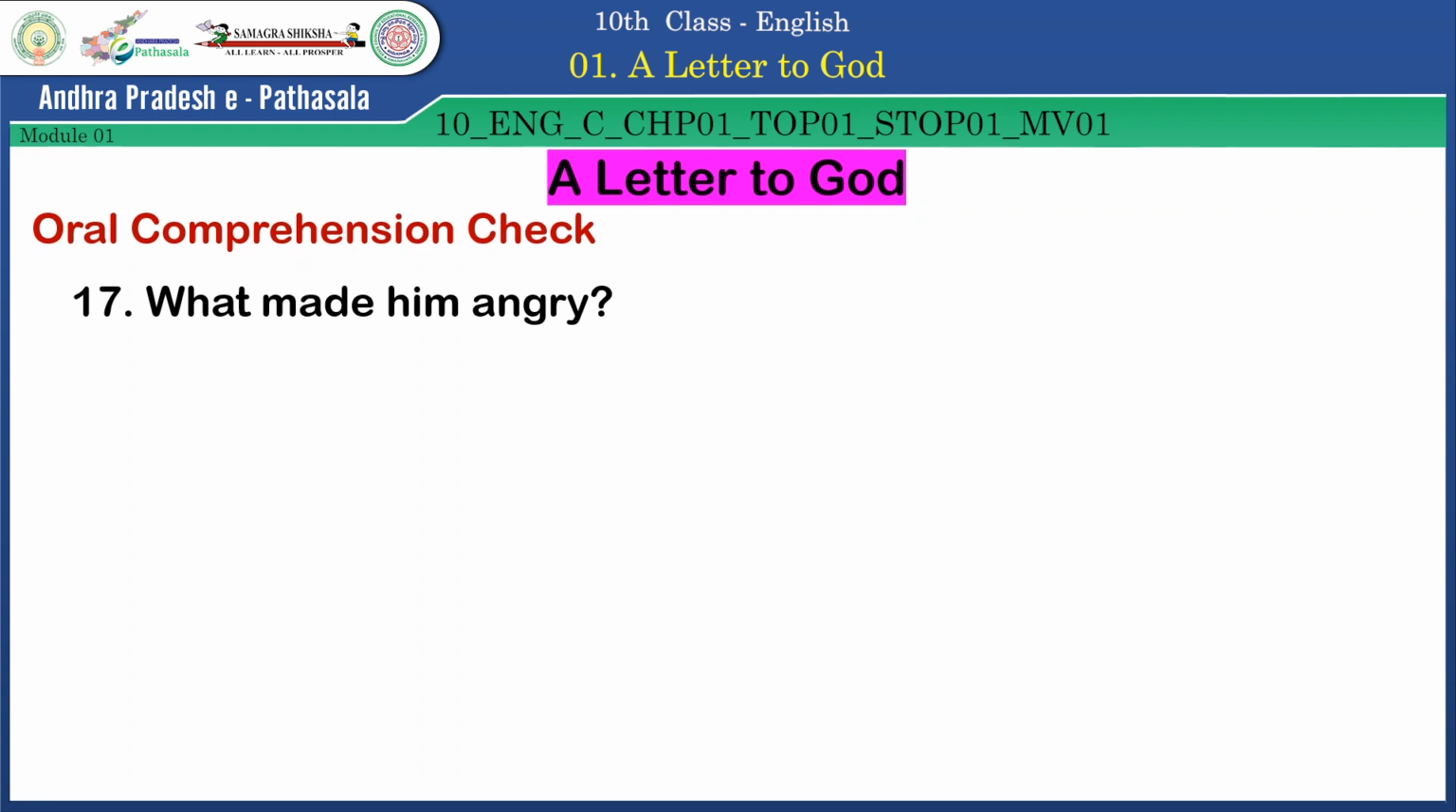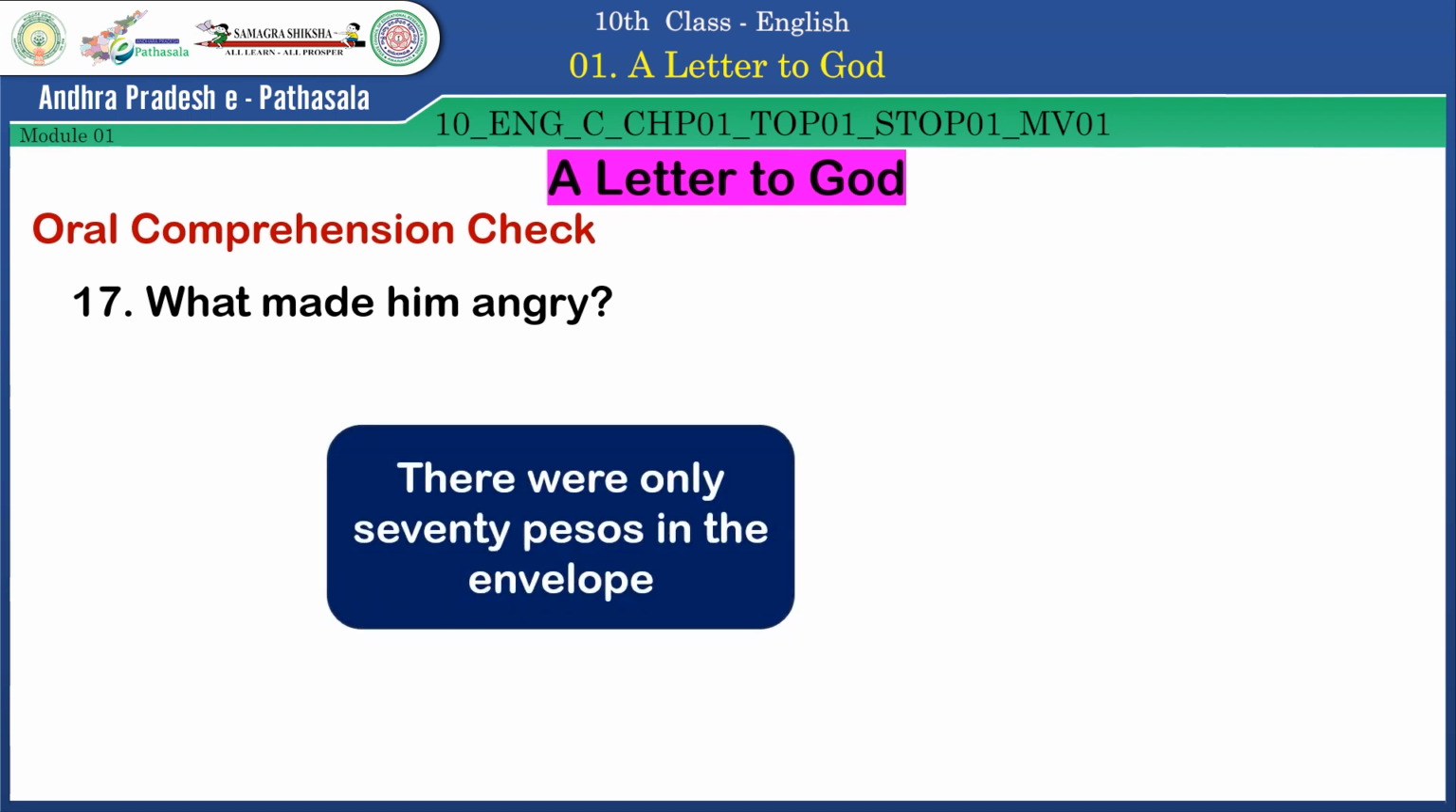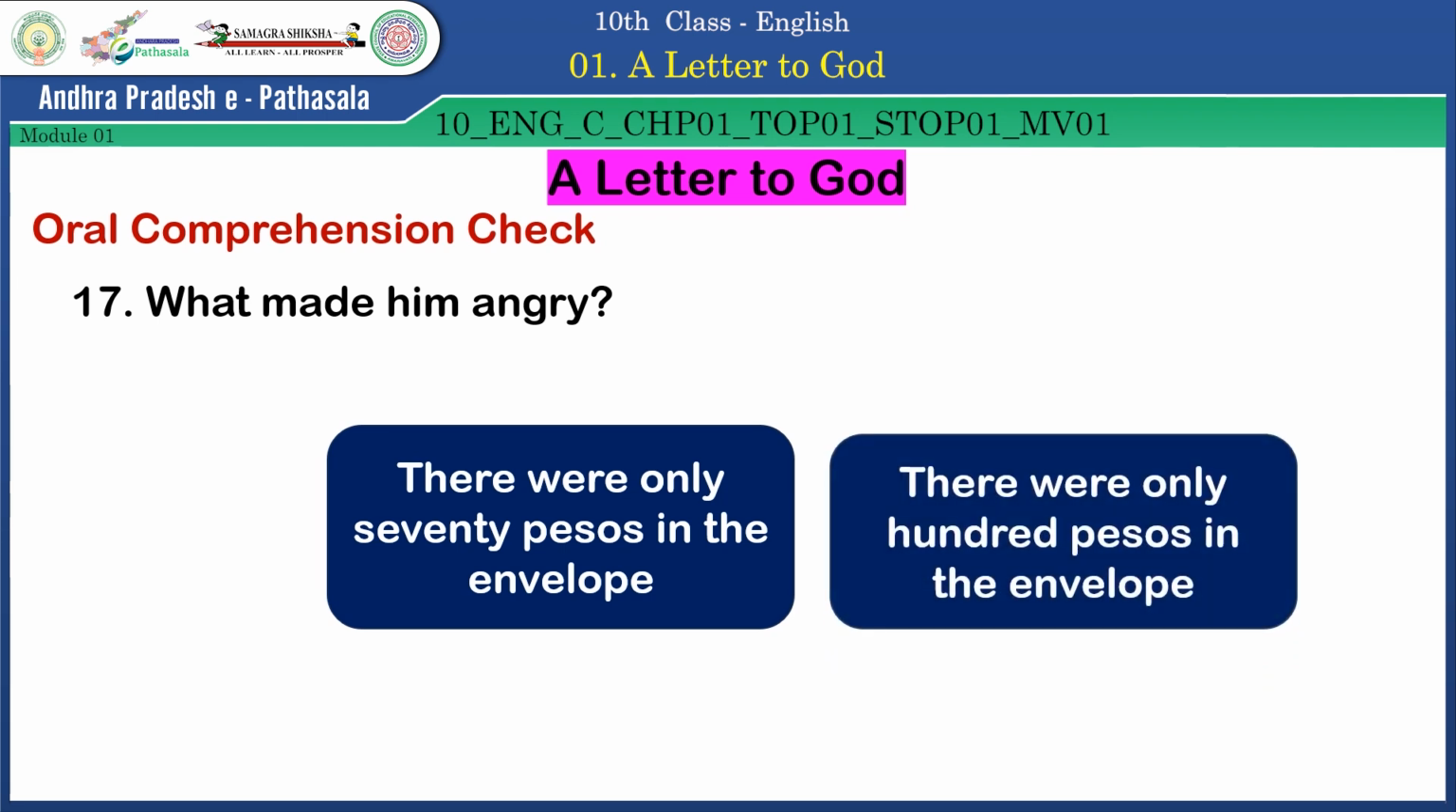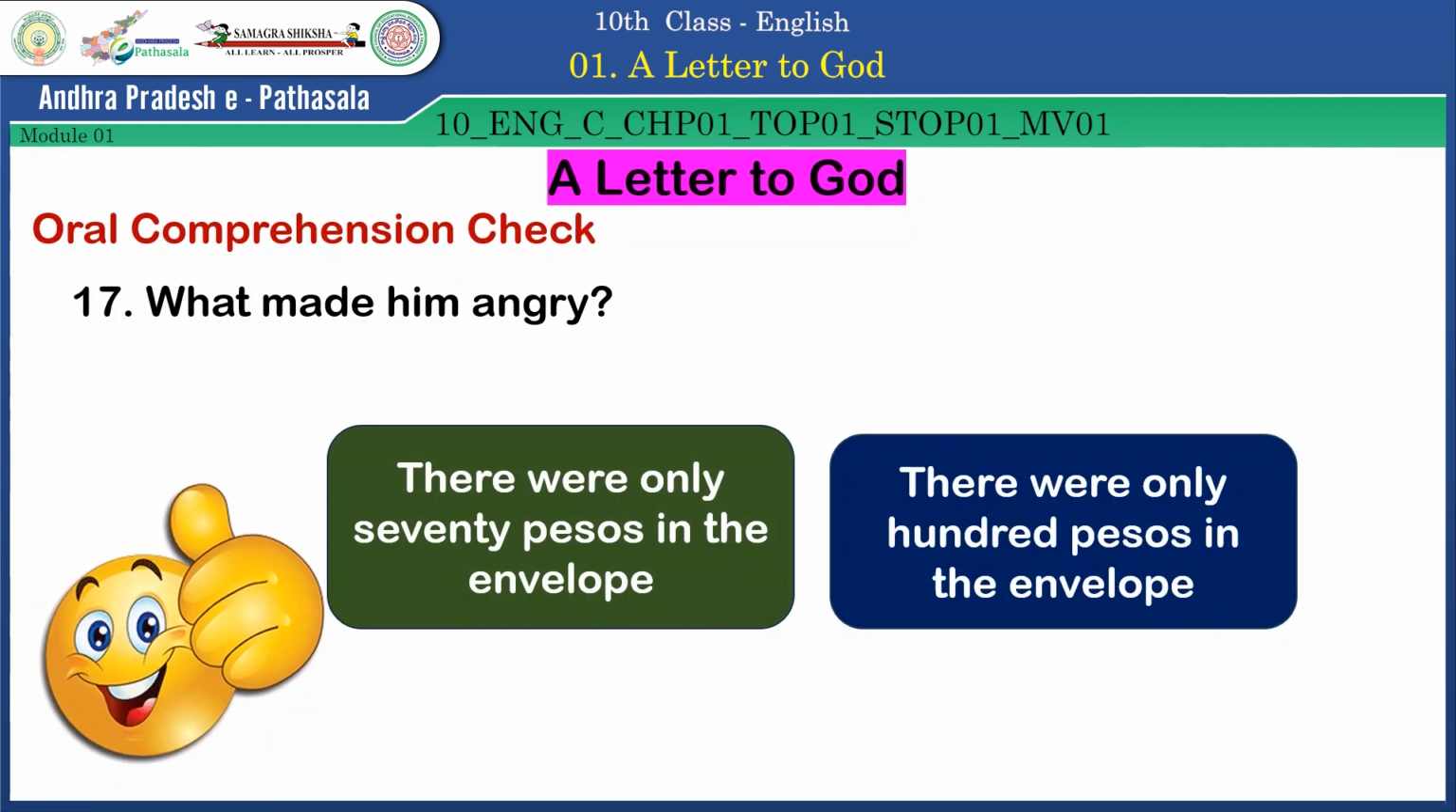What made him angry? Or what made Lencho angry? The options given are: there were only 70 pesos in the envelope; there were only 100 pesos in the envelope. Yes, you are right. There were only 70 pesos in the envelope. So Lencho was angry. Well done. Now we will move to thinking about the text.